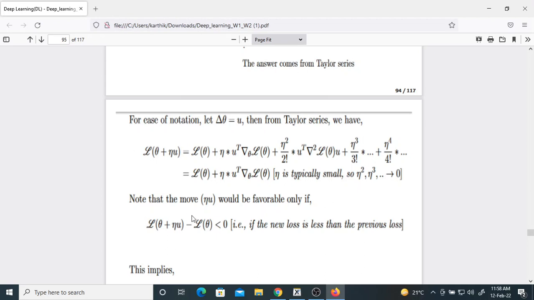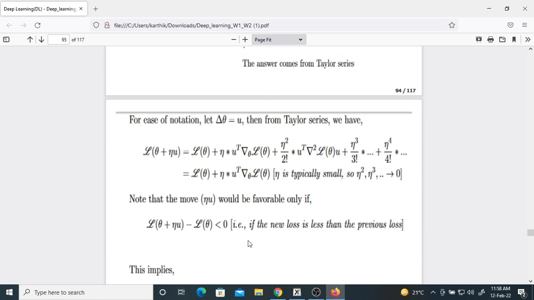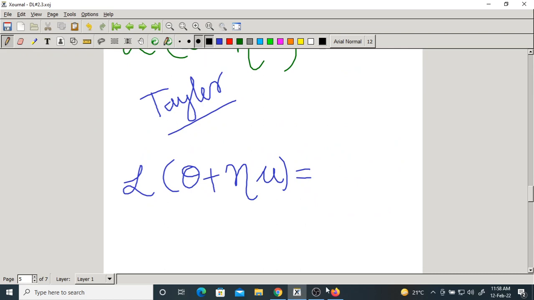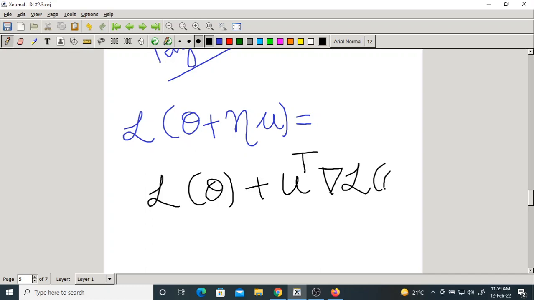So we are left with only parameters like, okay, so after expansion and deleting the small terms, now L of theta plus eta u is equal to, what did you get? L of theta plus eta u transpose del of L theta. So this has become L of theta plus u transpose del of L of theta.